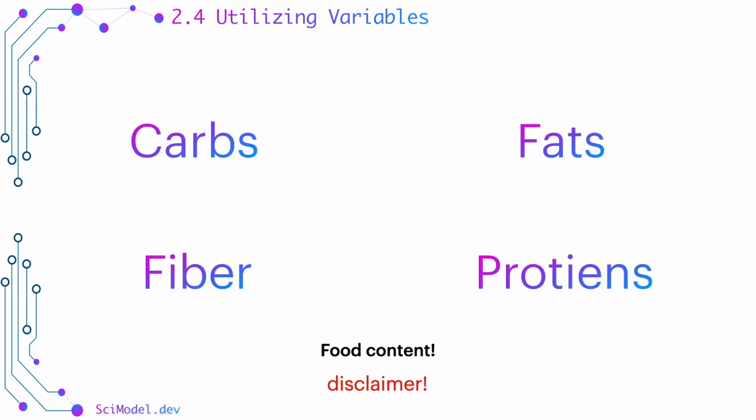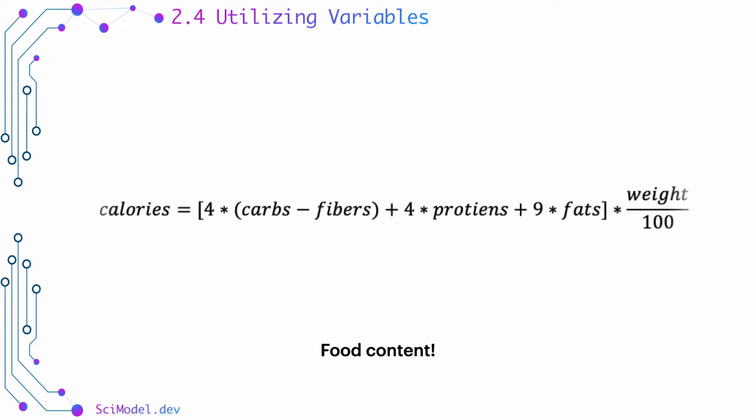Having said that, in order to theoretically calculate the calorie content of a certain food, you must know the macronutrients breakdown of the food per 100 grams of weight and total weight of the food in grams. This is the equation which generally can be used to perform the calculation.